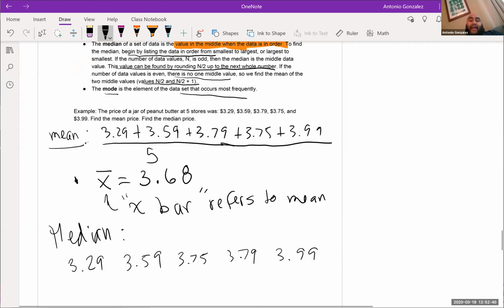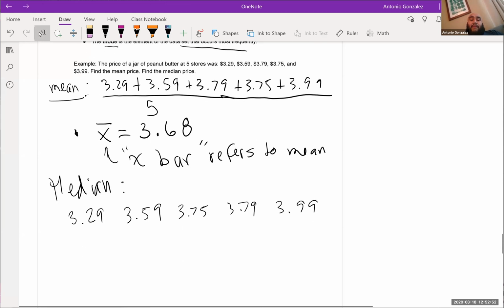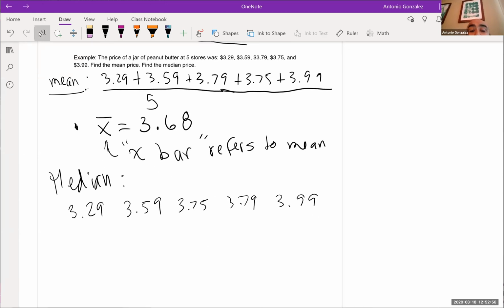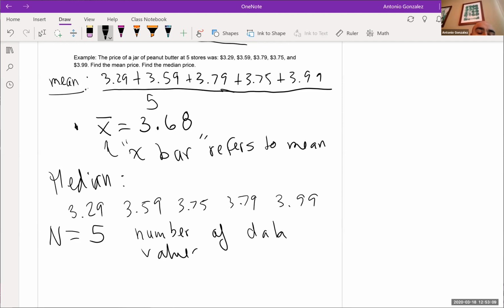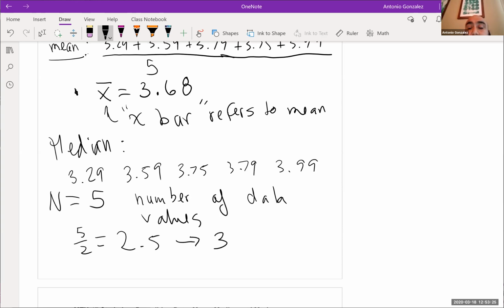So here, if we look at the definition, what they're explaining here: if n is odd, then the median is the middle value, which can be found by taking n over 2. So what does that mean, right? In this case, n is equal to 5, the number of data values. So if we take 5 over 2, that's going to be 2.5. So again, we always round up to the next integer. So we round up to 3.